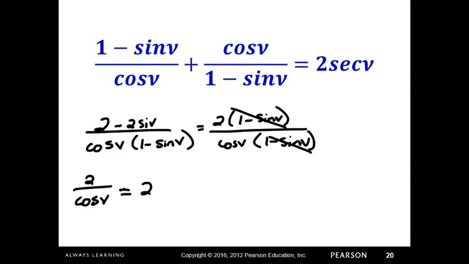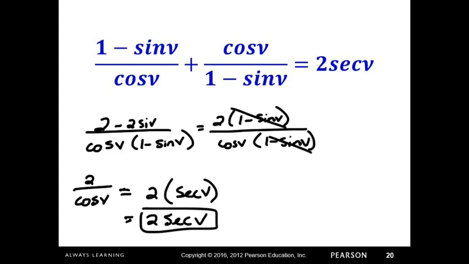And, excuse me, 1 over cosine is the same as secant. So that's the same as 2 times secant v, or 2 secant v. So I've made the left side match the right side. All right, so moving on. Again, that was fairly complicated, I thought. So there's only a couple more, I think. Let's move on.